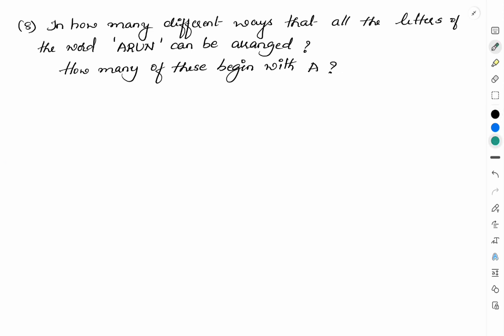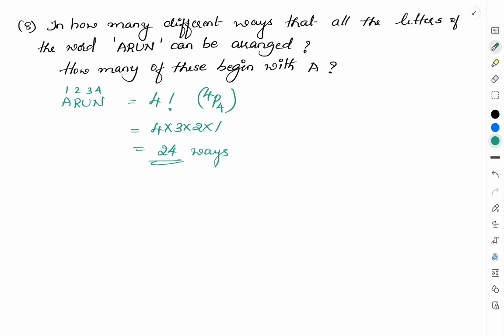So to answer the first question, how many different ways the letters of the word Arun can be arranged: here we have four different letters and therefore we can arrange them in 4 factorial ways, which is nothing but 4P4. So 4 factorial is 4 into 3 into 2 into 1, which is equal to 24. So the letters of the word Arun can be arranged in 24 different ways.